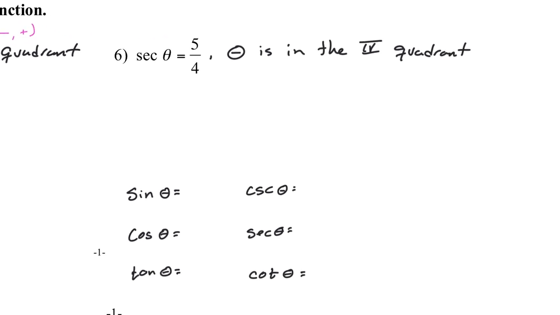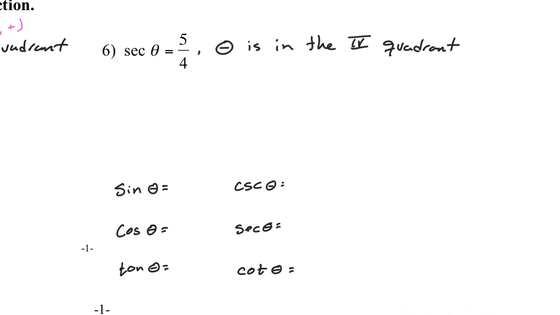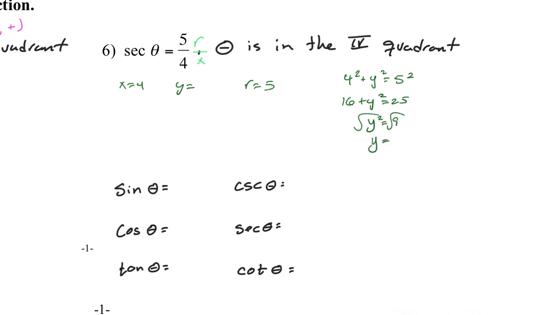See the next one. Secant of theta equals 5 over 4. Remember that secant is r over x, so that means x equals 4. I'm finding y, and r equals 5. So 4 squared plus y squared equals 5 squared. So 16 plus y squared equals 25, so y squared equals 9. Then the square root is, again, plus or minus 3.